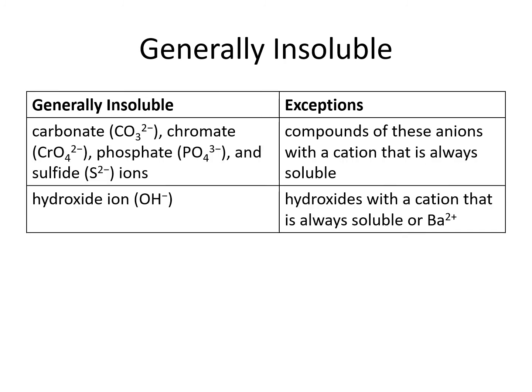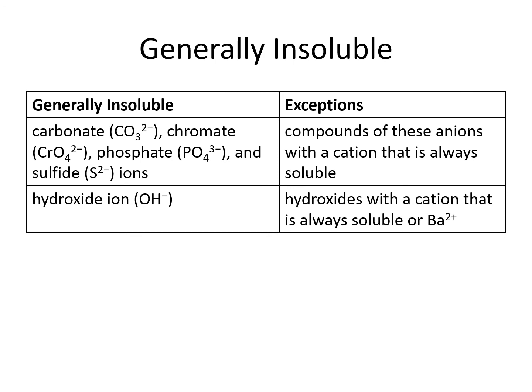Finally, here are some compounds that are generally not soluble in water. The carbonate ion, chromate ion, phosphate ion, and sulfide ion are generally not soluble unless they are with group 1A ions or the ammonium ion. Remember, these are the ions that we already know will always be soluble. If one of these 4 ions is not with one of those that's always soluble, then we're going to assume that it's insoluble, that is, not soluble in water.